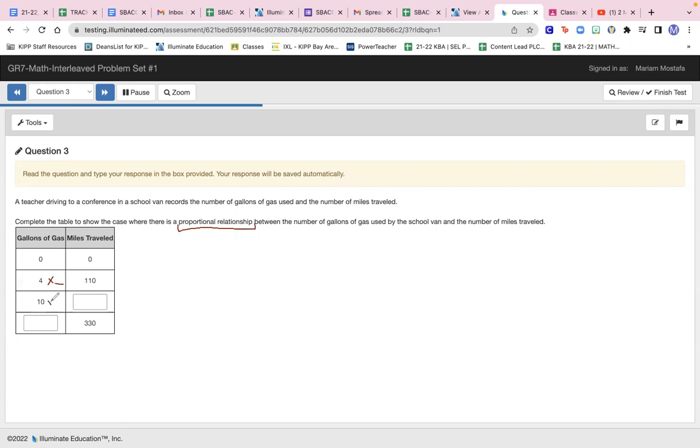So something times 4 gives me 110, something times 10 gives me something, and then something times whatever the constant is gives me 330. So how do we find the constant of proportionality? Well, I don't know what times 4 gives me 110. I'm not sure. So what I'm going to do is I know that the constant, which is k, is always y over x.